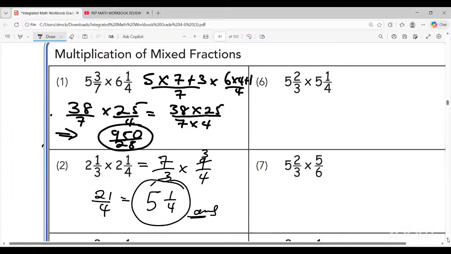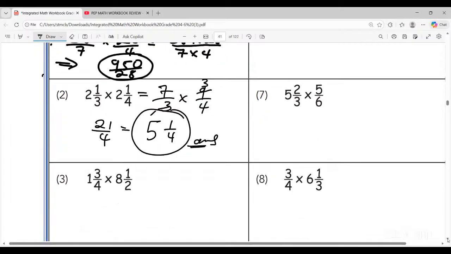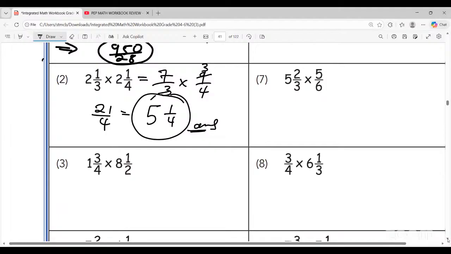All right. What did you guys get for number 3? 1 3/4 multiplied by 8.5. And right now, guys, February, very short month, exam around the corner.